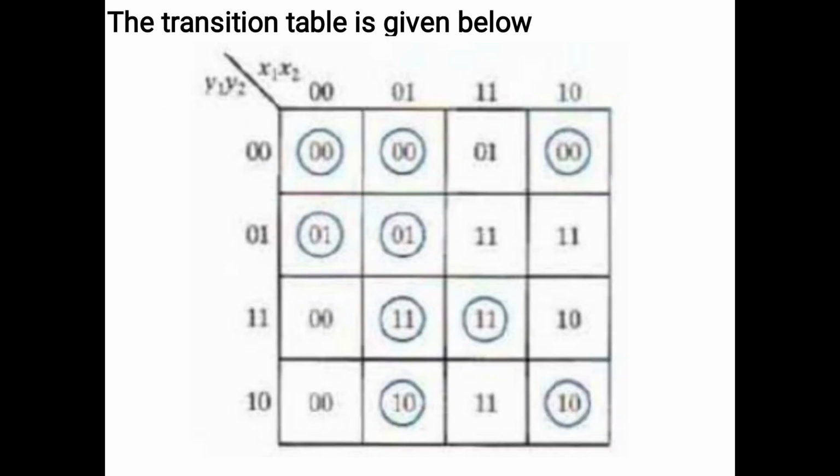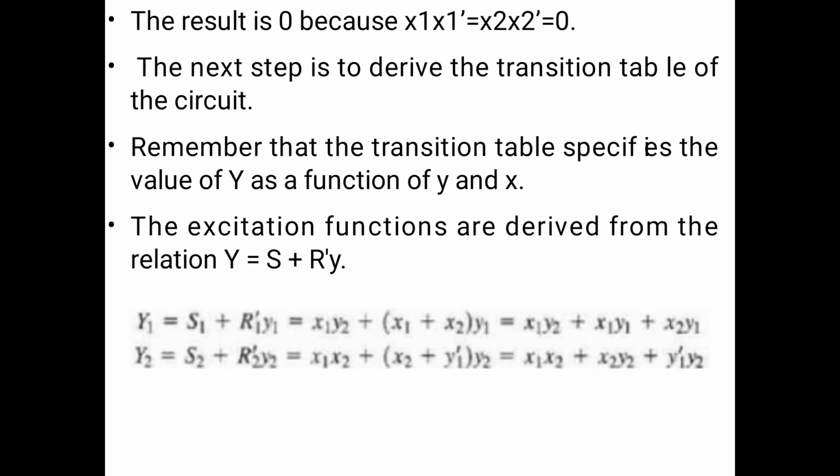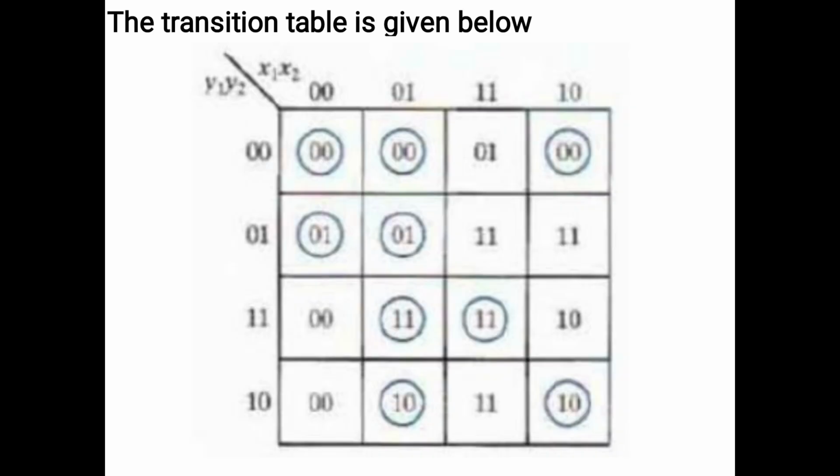And the following transition table is obtained for the above expression. The result is 0 here because x1 bar is equal to x2 bar is equal to 0.